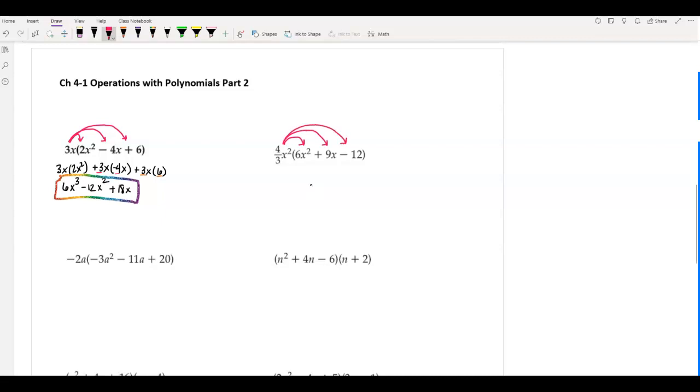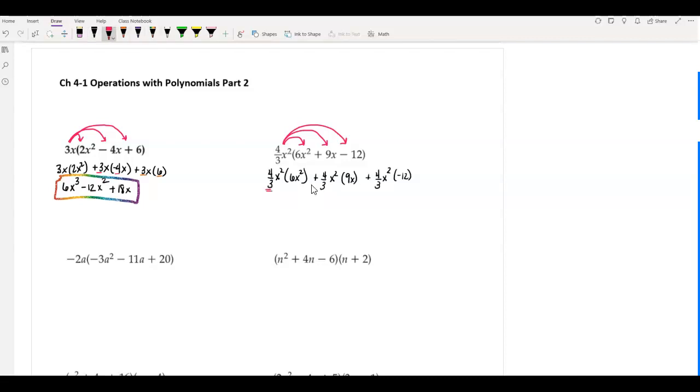inside our parentheses. So 4/3 x squared times 6x squared plus 4/3 x squared times 9x plus 4/3 x squared times negative 12. Now, if you want, this is where your calculator will come in very handy.